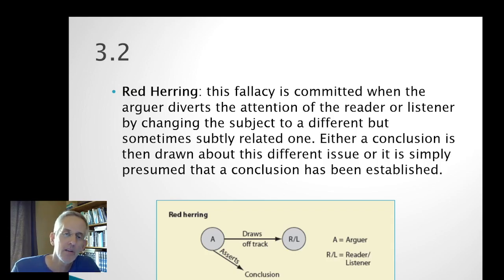So, like I said earlier, this red herring can look a lot like the straw man fallacy, but something different is actually going on here. In red herring, the critic of the argument is not actually distorting the argument that's been offered. They are just going off on a completely different argument line that might be related to the previous position, but it's not on track with what the original arguer was trying to argue.